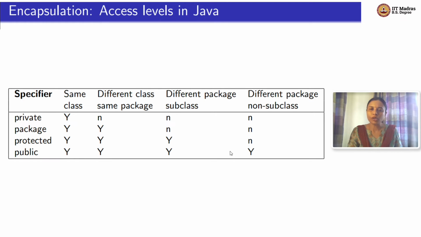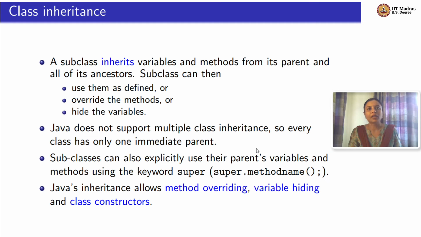So this is the notion, simple notion of encapsulation, and these are the access levels specific to a programming language like Java. Now let's move on and look at class inheritance. Let's say there are two classes, A and B, and B is a subclass of A. We say the subclass B can inherit a lot of things.